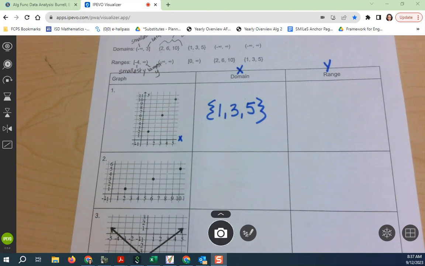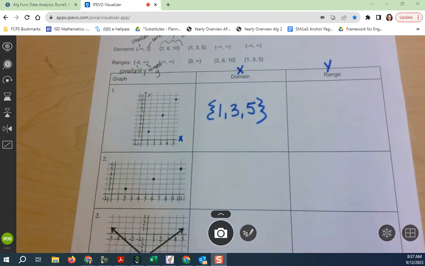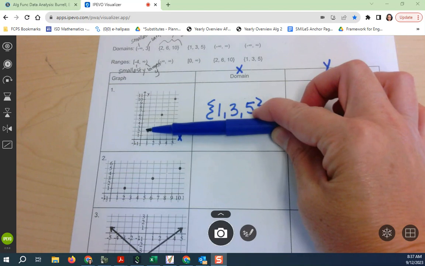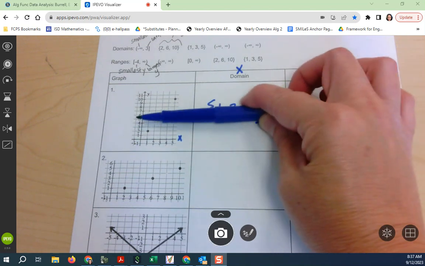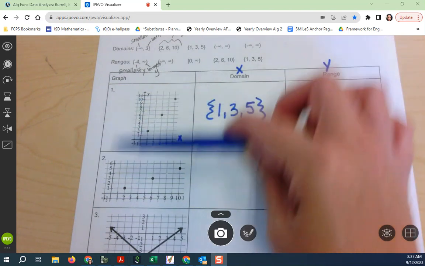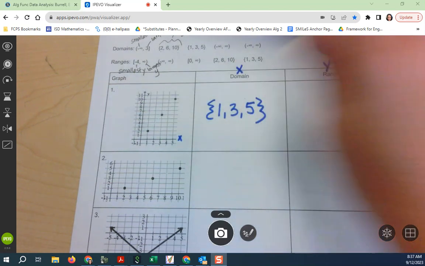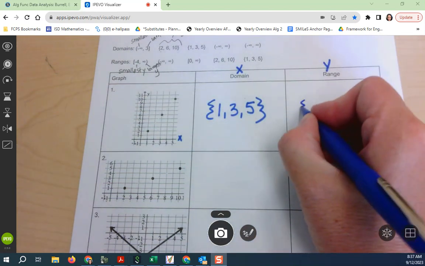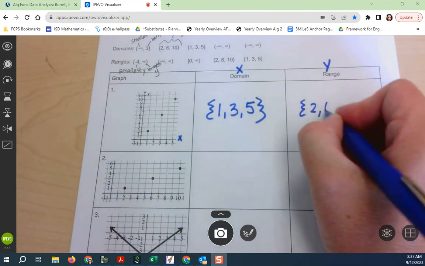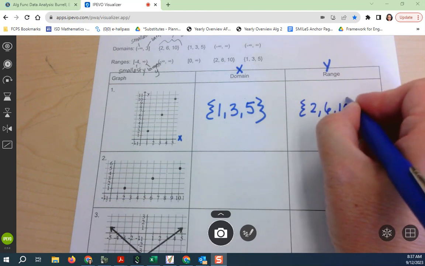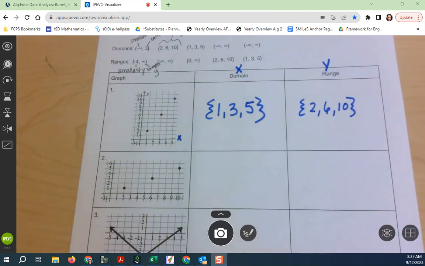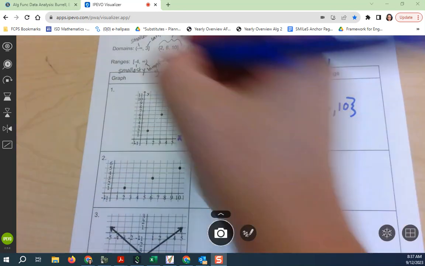All right, does somebody else want to raise their hand and share the range for that one? Enrique, what you got? 2, 6, 10. Okay, let's check that out. So 2 is a y, 6 is a y, and 10 is a y. You go from the bottom to the top. So 2, 6, 10 with the fancy brackets looks good. And that was y values.